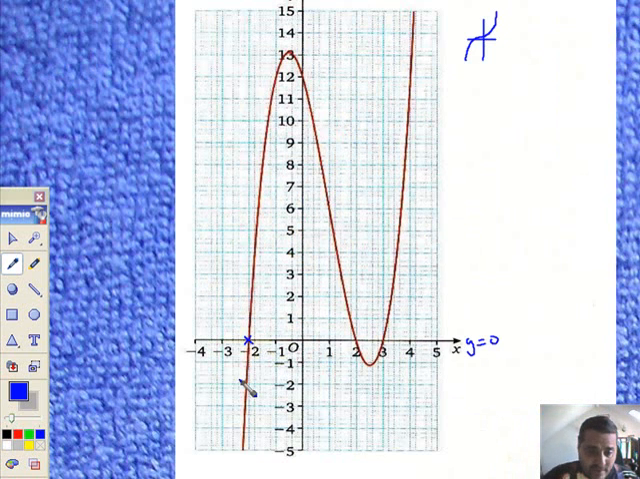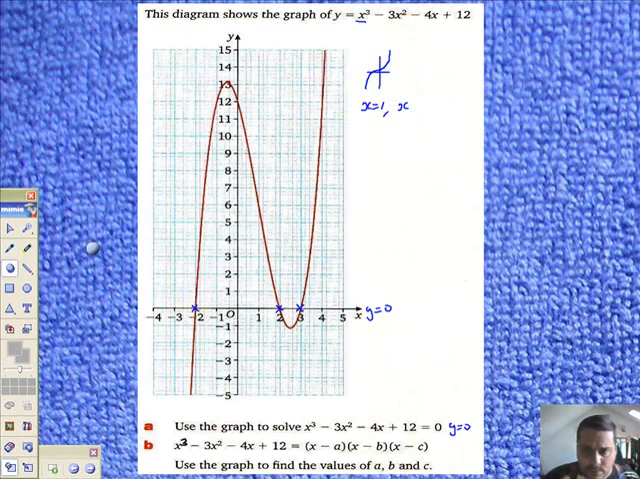So we've got one right there, x equals minus 2. Got one right there, x equals 2. And the last solution is right there, x equals 3. So it's dead easy, isn't it? So let's just list them. We go x equals minus 2, x equals 2, and x equals 3. There's the three solutions to that equation.